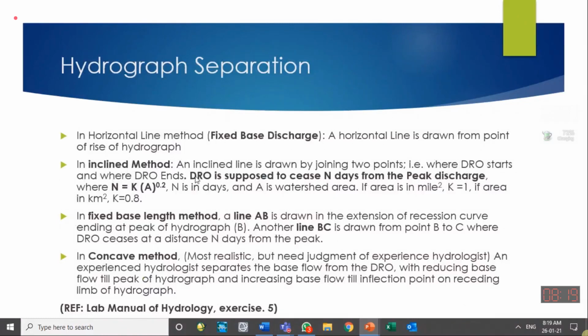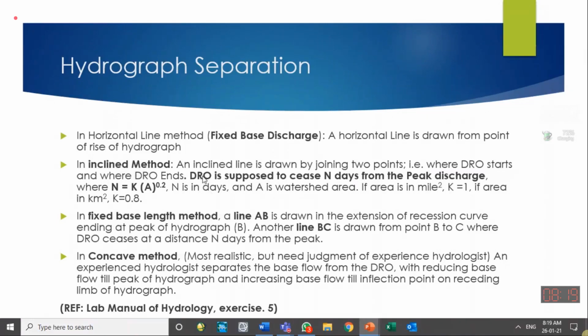In the inclined line method, an inclined line is drawn by joining 2 points, that is where direct runoff starts and where direct runoff ends. So we select 2 points from the start to the end of the direct runoff, and that line need not be a horizontal line, but usually it is a straight line. So most of the time it is a straight inclined line. That's why it is called the inclined line method.